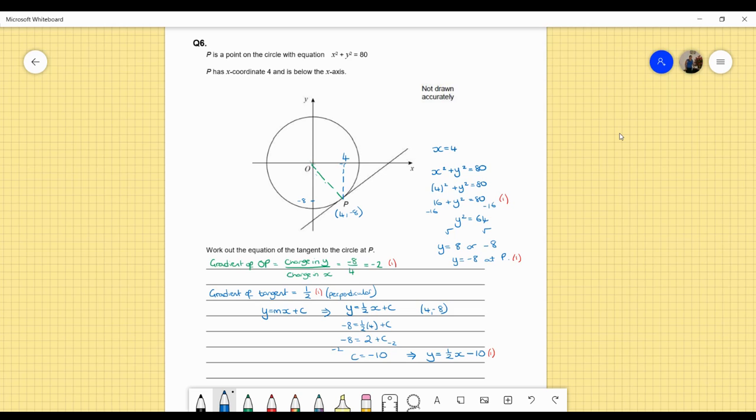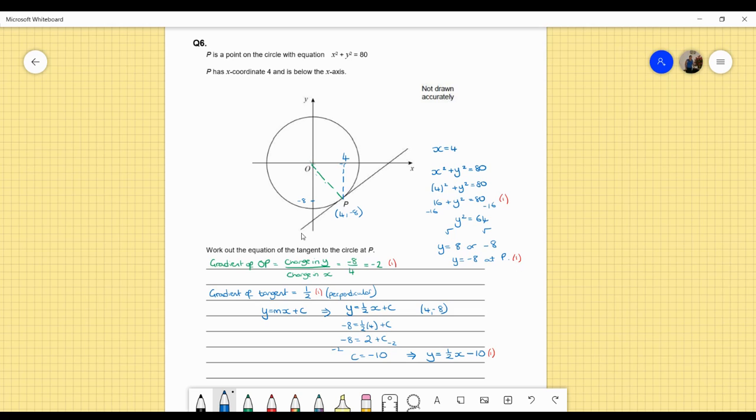Well, our starting point is we know what the x-coordinate is at P, but we don't know what our y-coordinate is, so we're going to start with that one. So if we substitute in x is 4, we'll end up with 4 squared, which is 16, plus y squared equals 80. You can get a mark at that point. Minus the 16 from both sides, and we get y squared equals 64, and square root. And remember, whenever you square root, you get a positive and a negative. So the y coordinate could be either 8 or minus 8. And we're told that it's below the x-axis, so we know at this point it has to be negative 8. So you get a mark at that point.